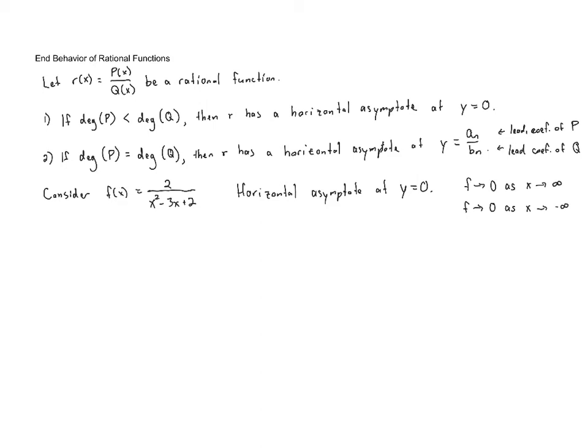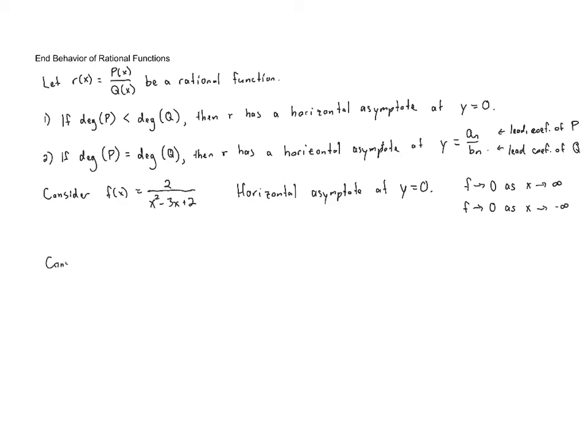So that's an explanation of why we have a horizontal asymptote at y equals 0 when the degree of the numerator is smaller than the degree of the denominator. It's because the denominator is going to be growing much, much more quickly than the numerator, so the fraction is going to get smaller and smaller.